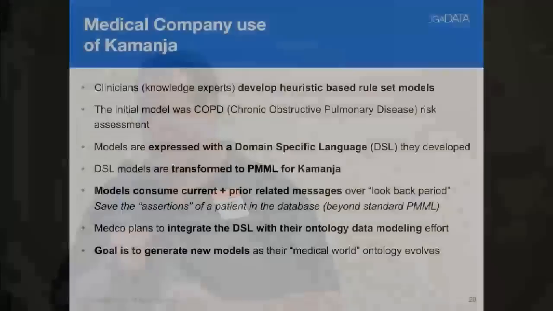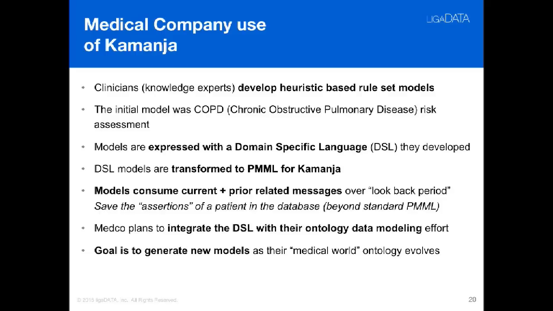Yeah, so they were using OWL. So they were integrating the DSL and their ontology. So that was some of the work that they found useful or practical for them. So the initial model that we're working with is chronic obstructive pulmonary disease risk assessment. And so as you can imagine, there could be a lot of rules for processing medical transactions and things.